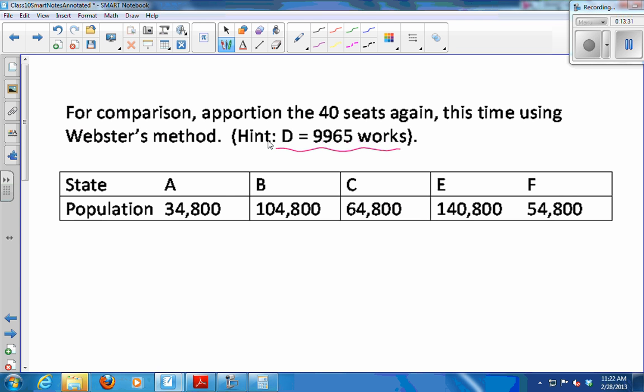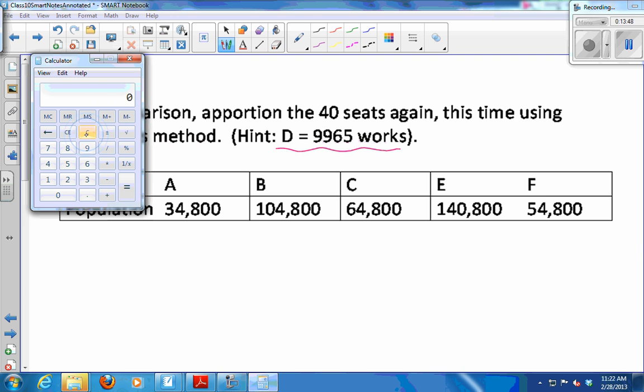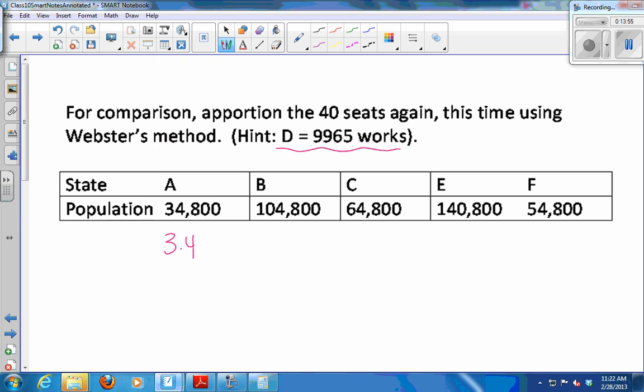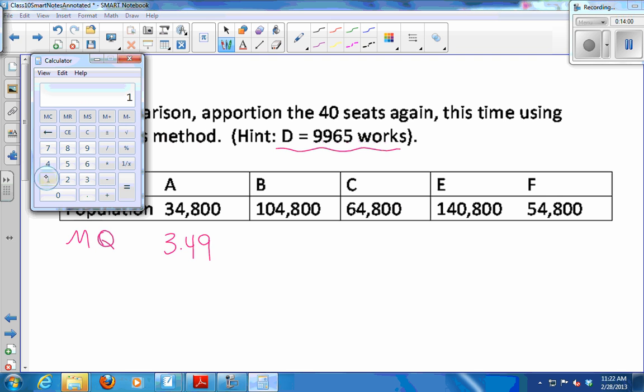Thank you. I'll either choose an example that has a pretty wide range, so you won't have to guess, like there's 2 numbers that'll work, or I'll give you a hint and tell you what D works. Okay. All right, so if I do each of my state populations divided by 9,965, I get 3.49. So these are my modified quotas now. 104,800 divided by 9,965, 10.51.